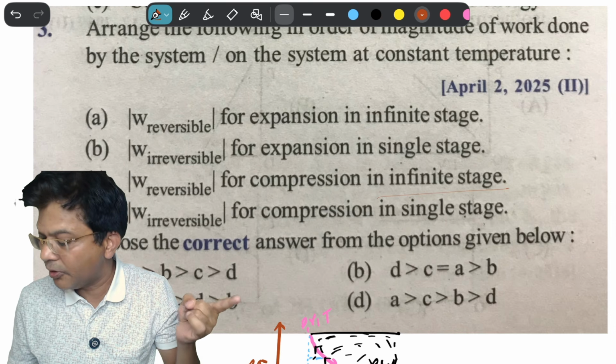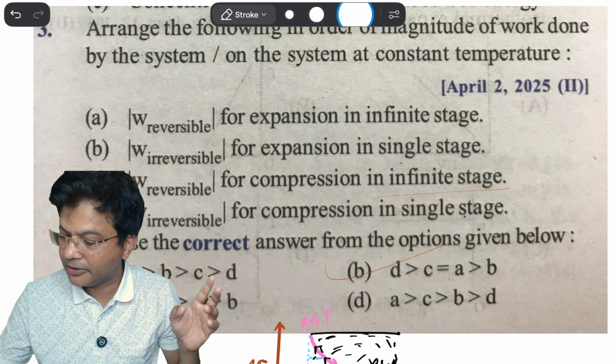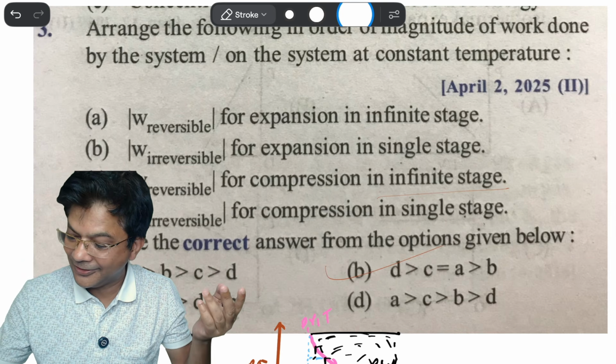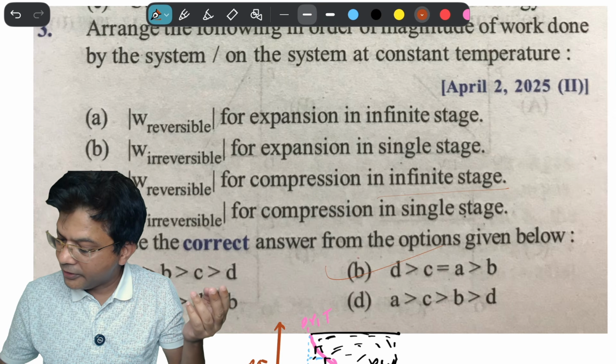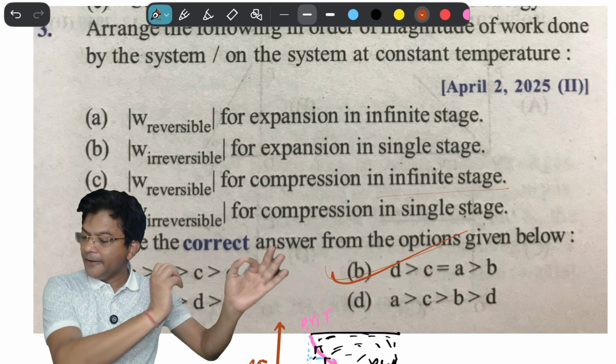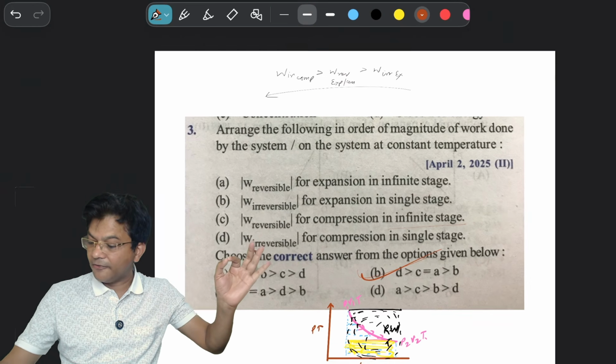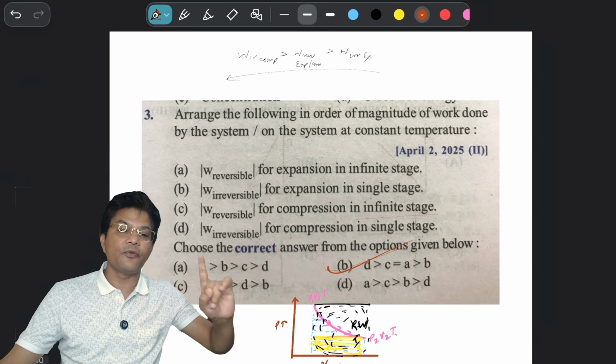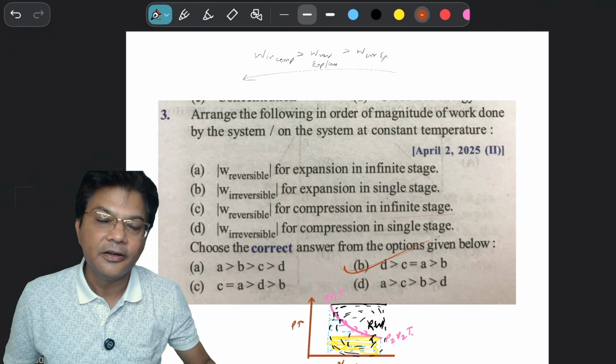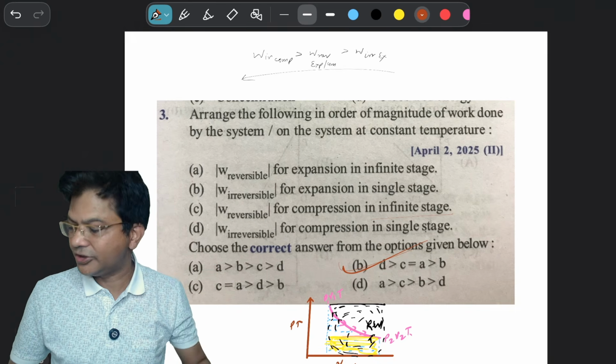D should be maximum. Only one option is getting started with a D. It's very clear, kids. No need to go for the rest of the other options because only one option is getting started with the D. Whatever I have told you, you can check it out. If you have really studied in a good manner, then you could have done this question easily.